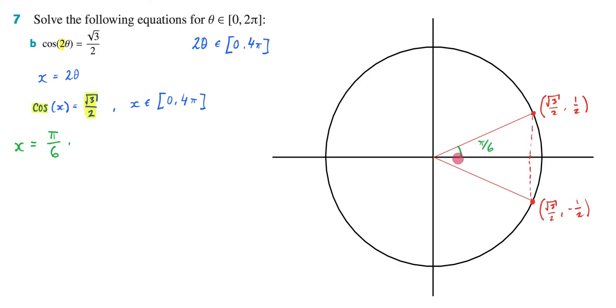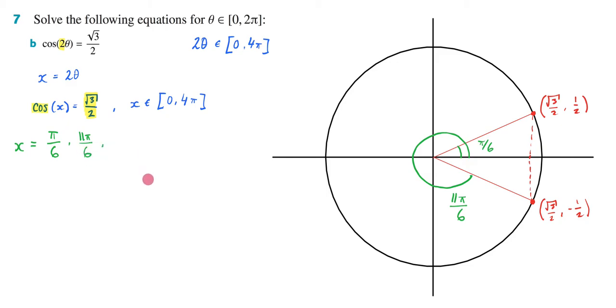The other place where I'm going to get an answer will be, as you can see, if I go right around over here, this long angle here. And this will be, as I've memorized my unit circle, 11 pi on 6. So I can come over here and write in 11 pi on 6.